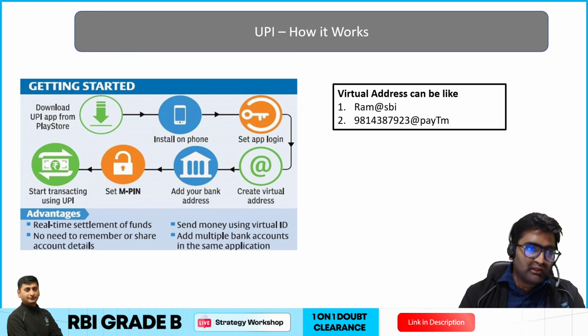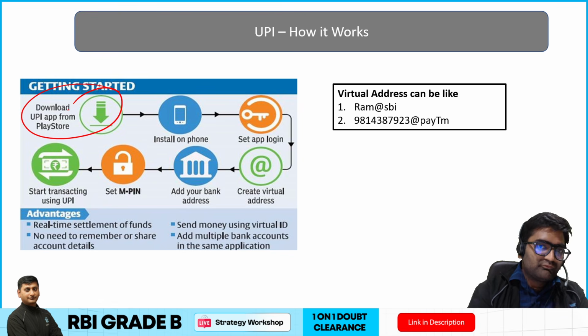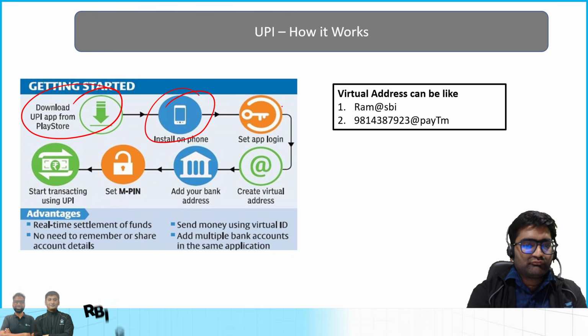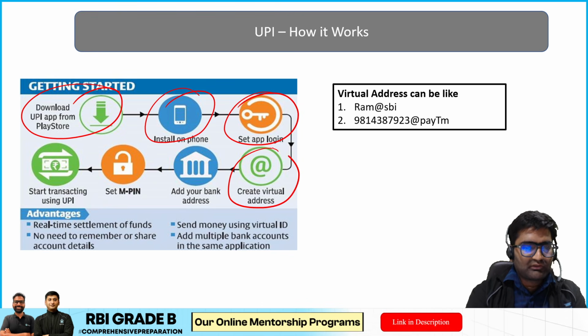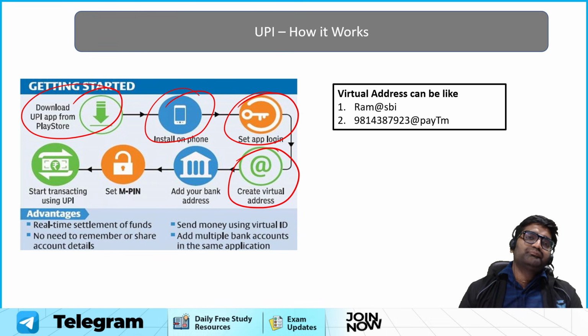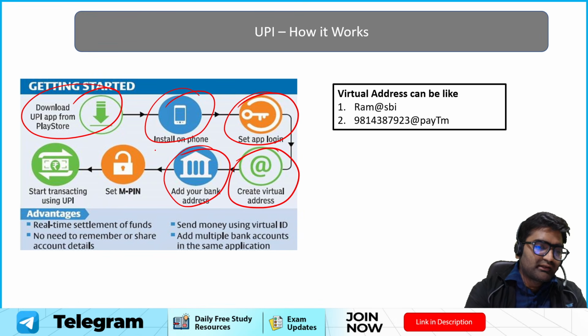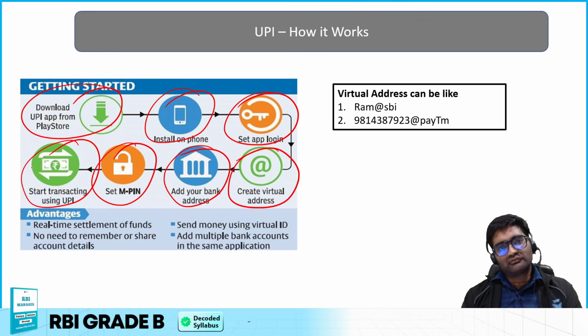How it works: you have to download an app from the App Store, install it on the phone, set up the app login, then create a virtual address. Okay, we'll have your own virtual address, right? Then add your bank address over here, create an MPIN, and then start transacting using UPI.